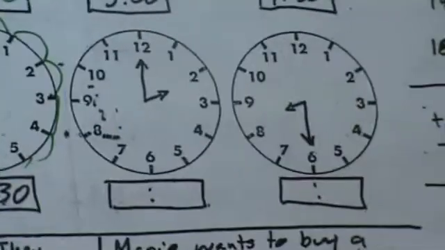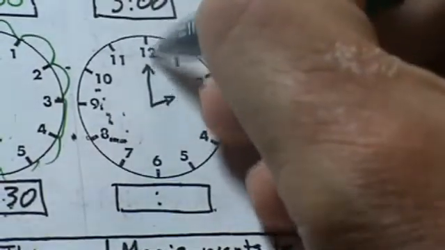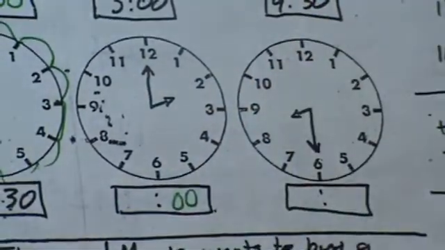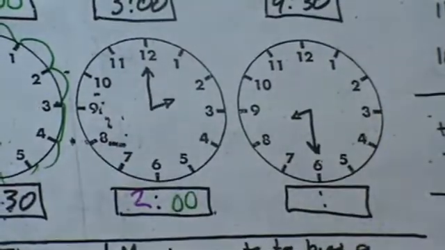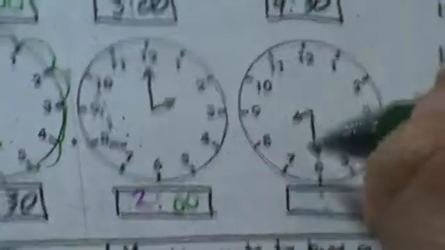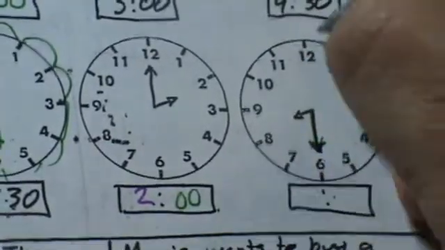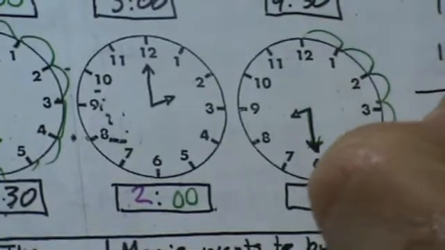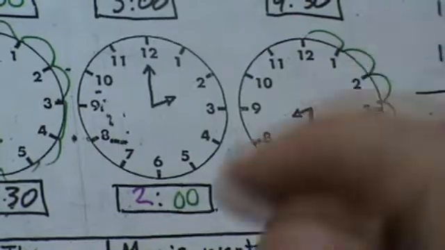Next one. First the minutes. As you can see, this is pointing to the 12. So it's o'clock. And the hour is 2. It's 2 o'clock. Next one. The minutes points to 30. This is 5, 10, 15, 20, 25, 30. 30 minutes. And the hour points to 8. So it's 8:30.